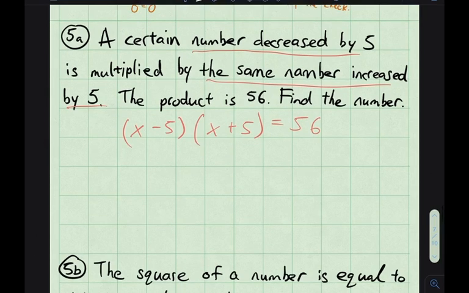So we may think, okay, at this point we can set this thing equal to 56 and this thing equal to 56, right? That's not the way to go, because there isn't a 56 property, right? There's a zero product property. There's only 0 being the special number. So for this one, we have to multiply this thing out. x squared, no x's, minus 25 equals 56. So x squared equals 81.